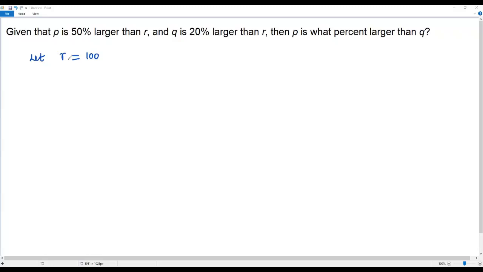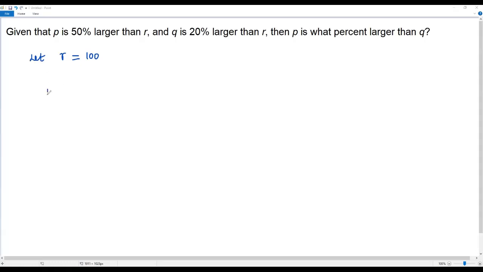Because it's a problem based on percentage. Percentage means it's compared to 100. So whenever there is a problem like this one and there is an unknown quantity, we always assume it as 100 so that it will be easier for us to do further calculation, because this problem is completely based on percentage. Okay, now we have assumed R is equal to 100.